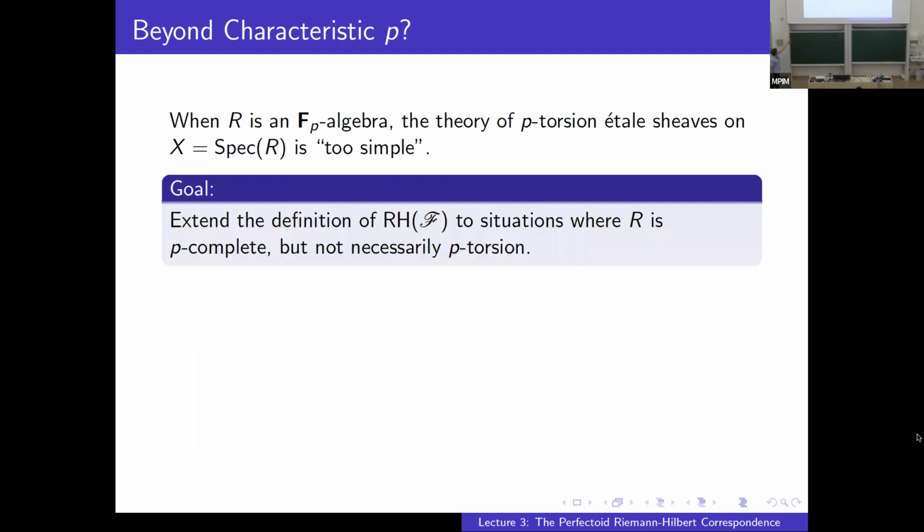I would like to make things more interesting in this lecture and the next by extending the definition of this Riemann-Hilbert functor to situations where the coordinate ring R is not P torsion, but it's maybe still P complete. And at the same time, we're going to extend the definition to the case where the sheaf F is also not assumed to be P torsion.